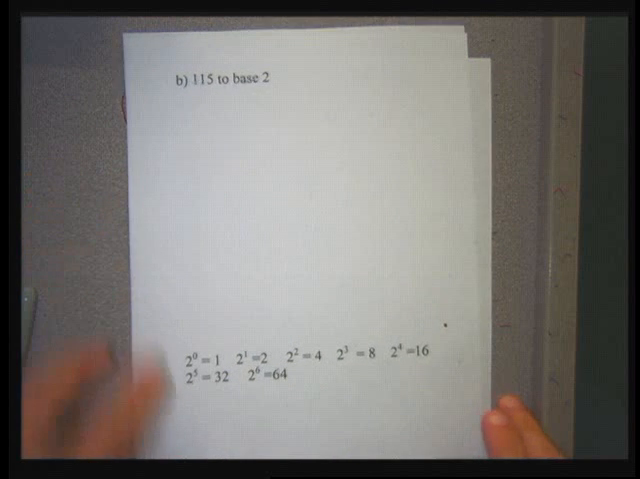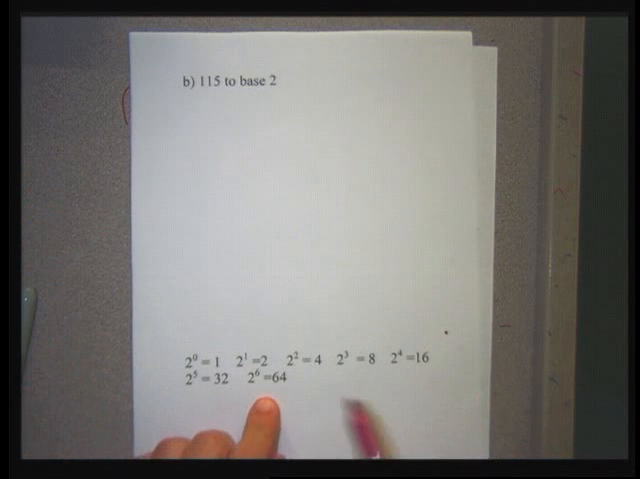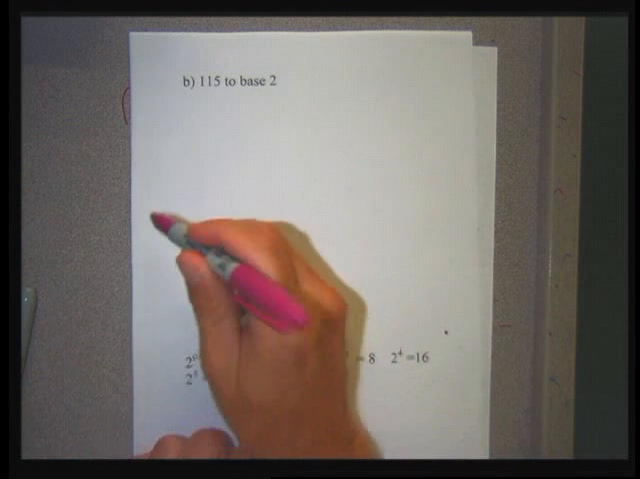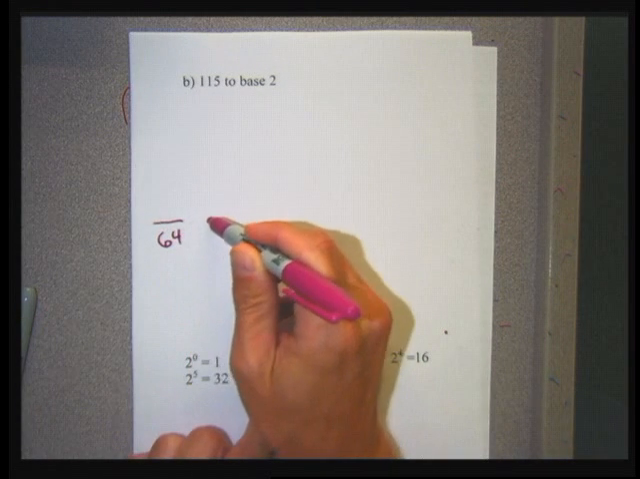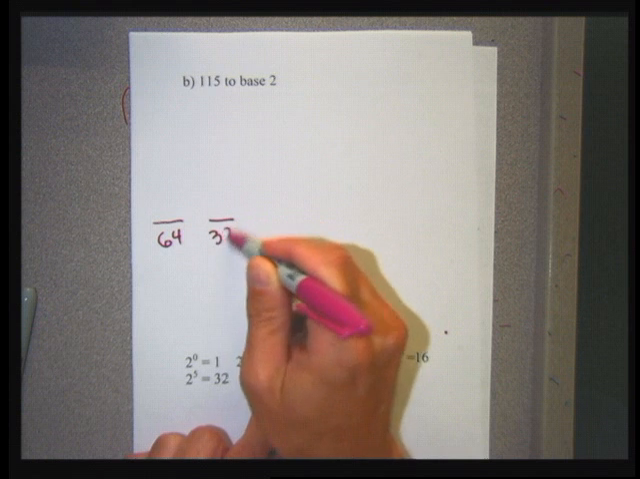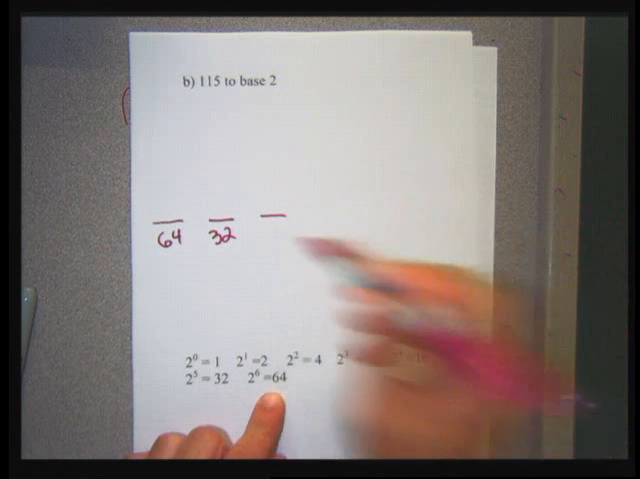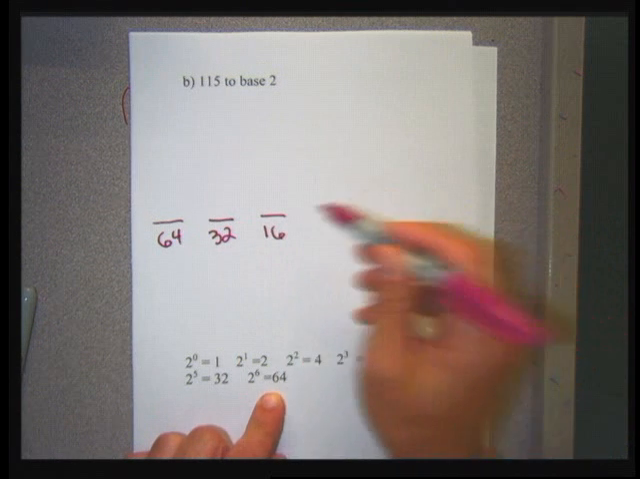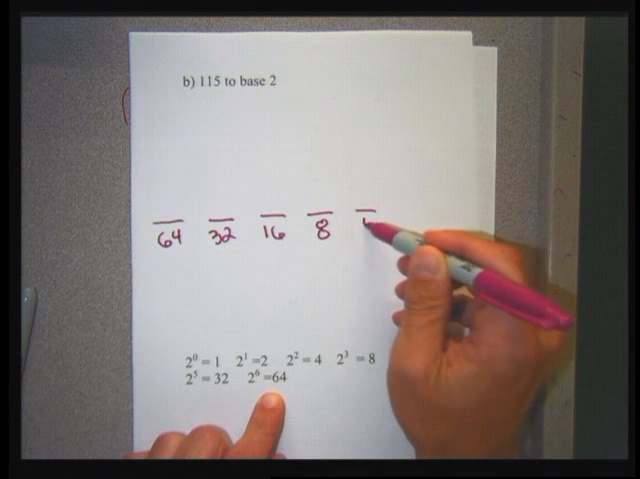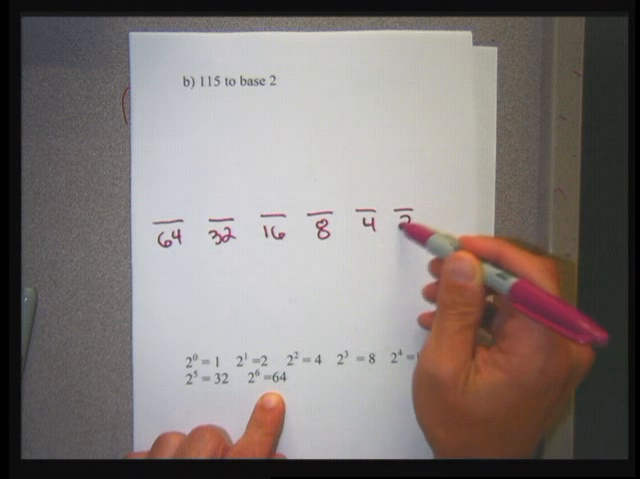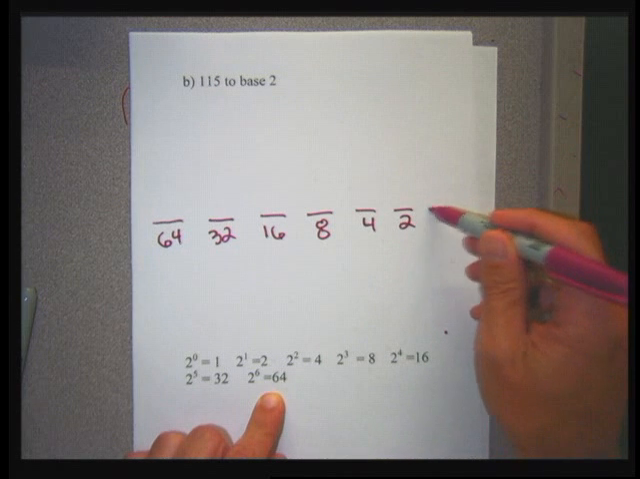The next one works with base 2, and I wrote the powers of base 2. 2 to the 6th is 64. 2 to the 5th is 32. 2 to the 4th is 16. 2 to the 3rd is 8. 2 squared is 4. 2 to the 1 is 2. 2 to the 0 is 1.